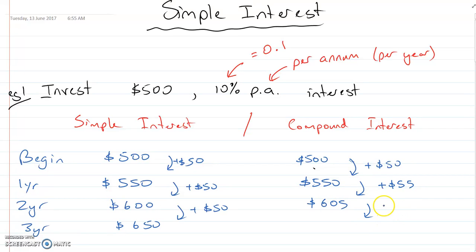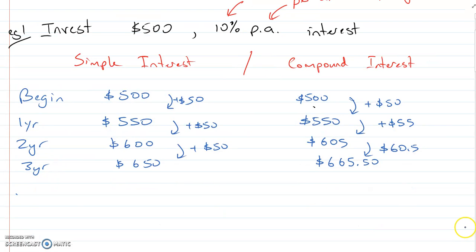And then the next year you're going to get 10% of that, so you're going to have $665.50. So you're going to get more interest this way. Alright, the rest of this video we're just doing simple interest.